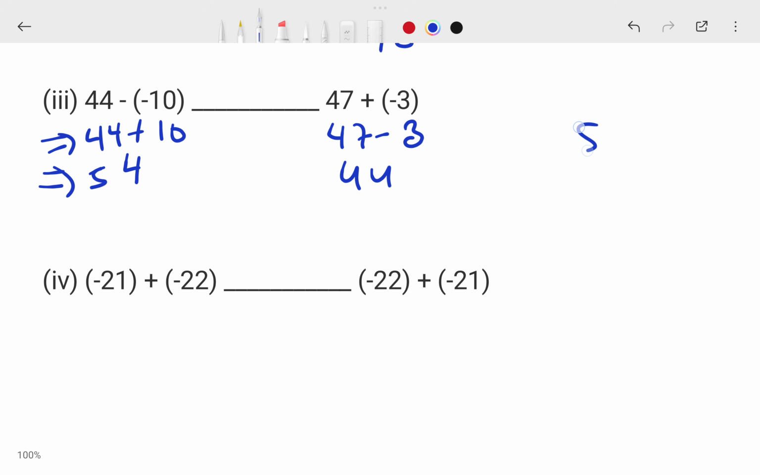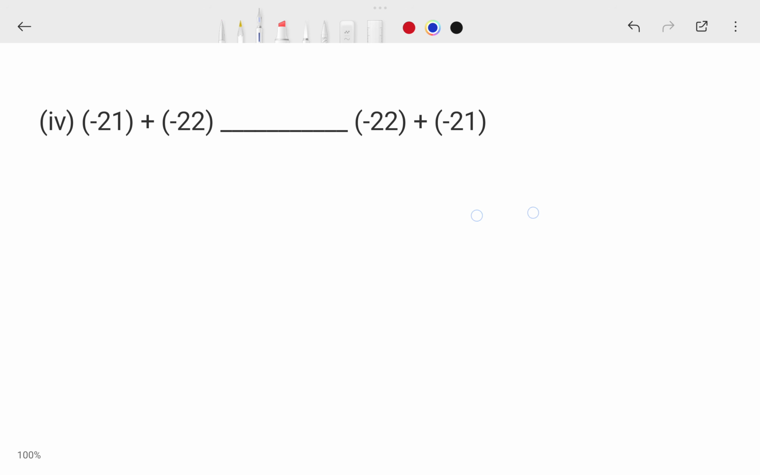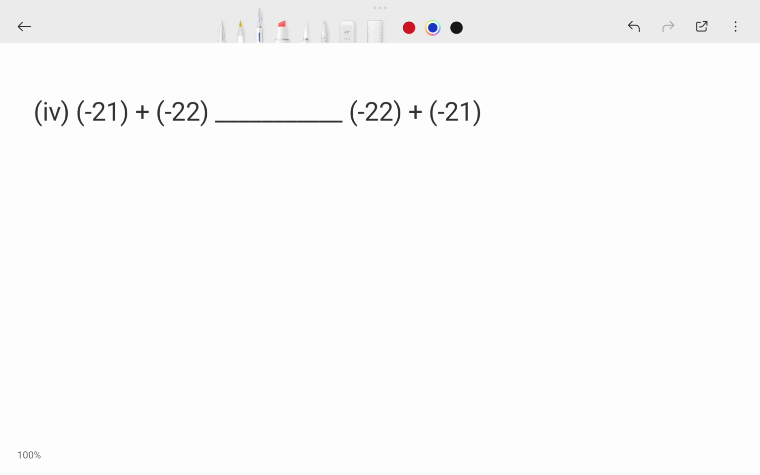From 54 to 44, which is greater? 54 is greater or 44 is greater? You will say 54 is greater, so the symbol will be like that. This means this number is greater. Right? Now let's solve the fourth question. In this fourth question, what is it telling?